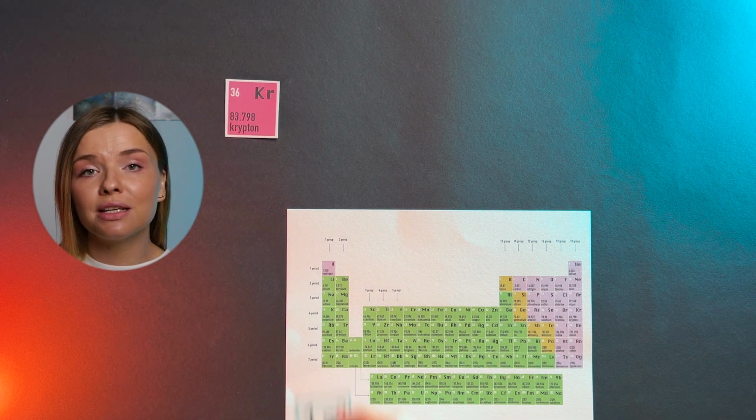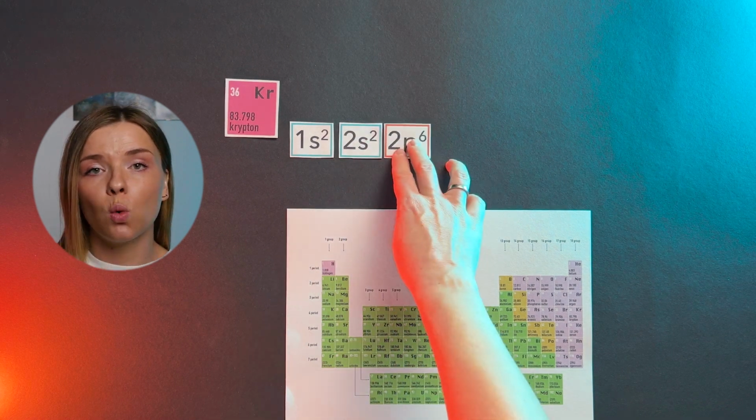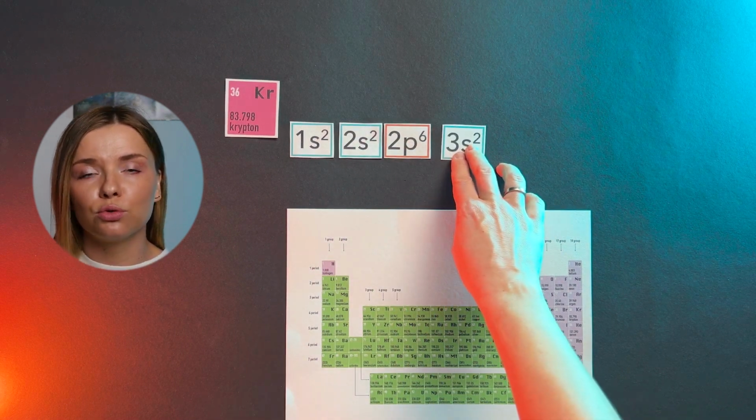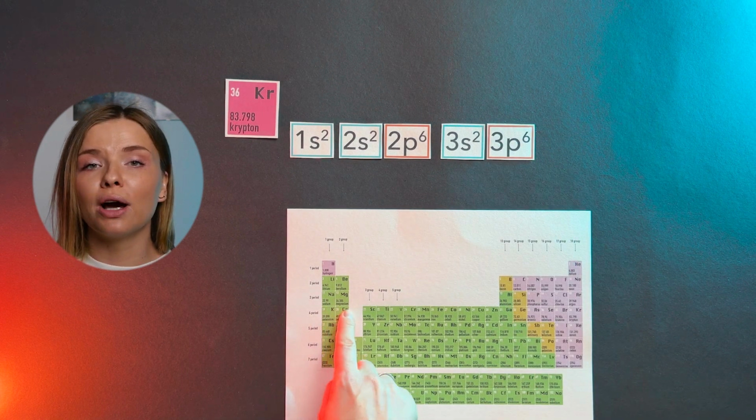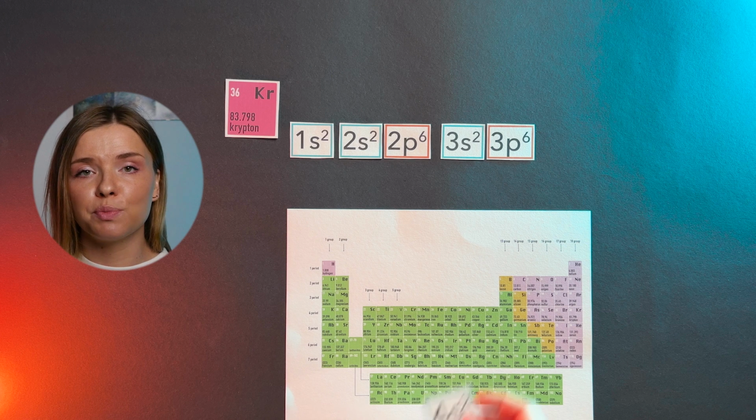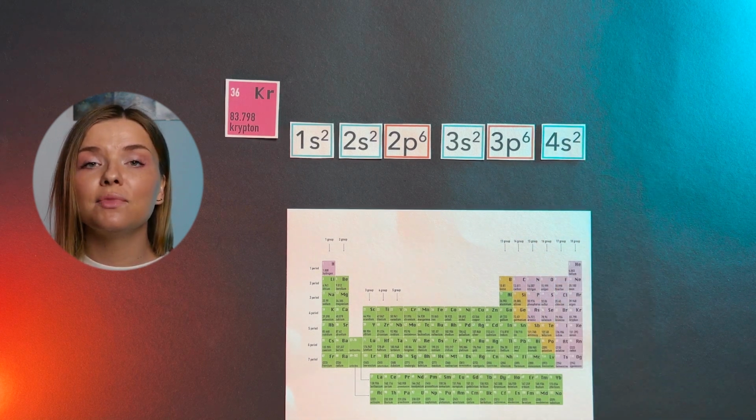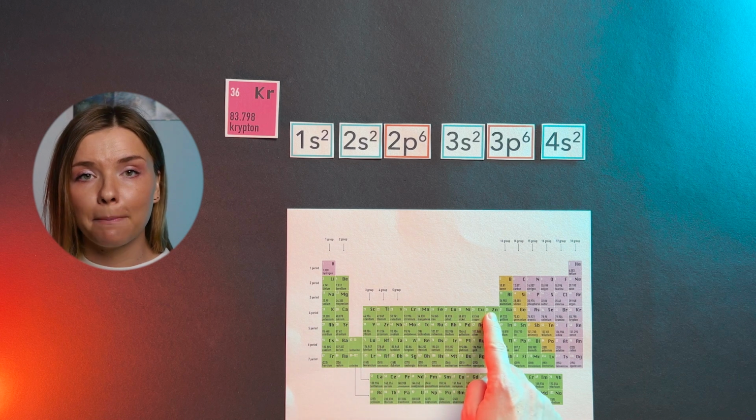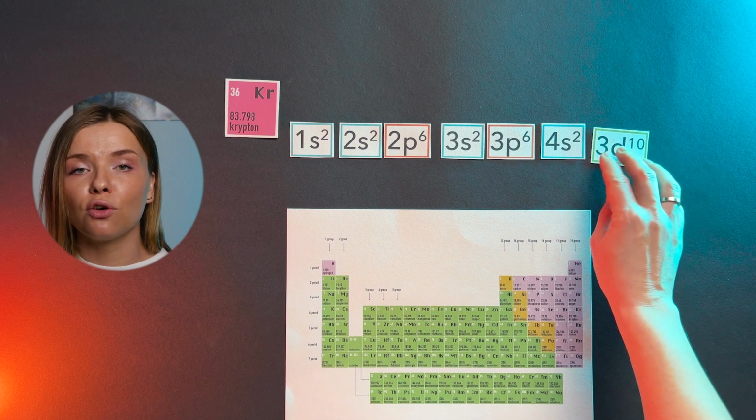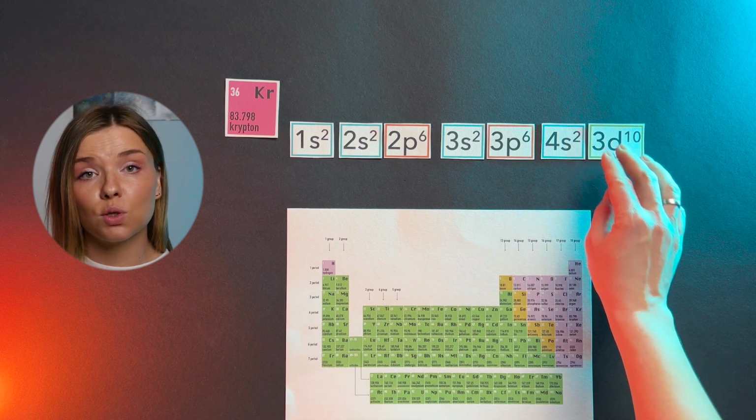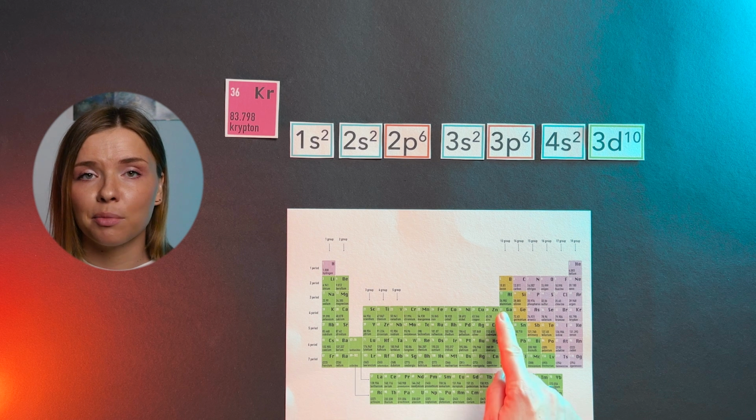We already know that the first 18 electrons are arranged as follows: 1s2, 2s2, 2p6, 3s2, 3p6. Next we have 2 s elements of the fourth period, so we write 4s2. Then come 10 d electrons, but remember that they are on the penultimate third level, not the fourth. So we add 3d10.